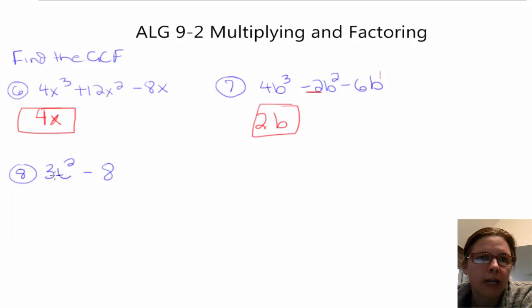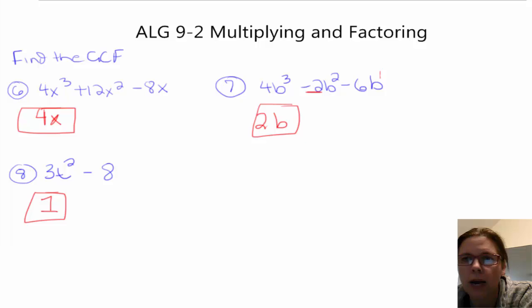Okay, so over here, 3 doesn't go into 8. Okay, so you can't, and 2 doesn't go into both of those. So the only thing that goes into both of those is 1. Okay, so 1 can be a greatest common factor. All right.